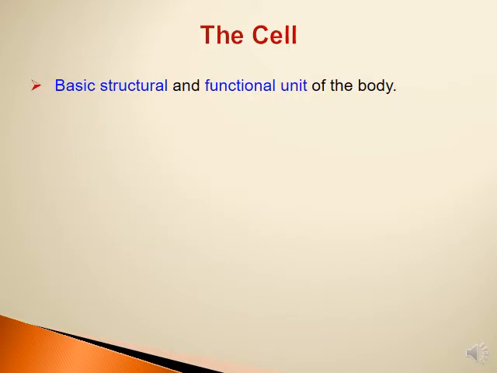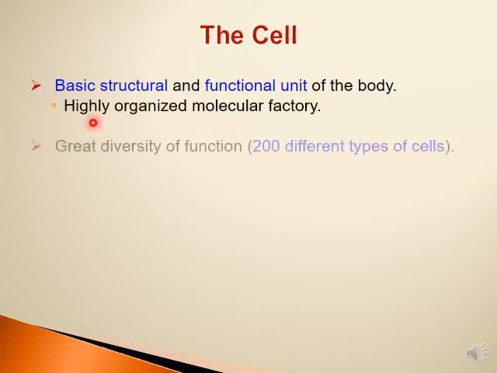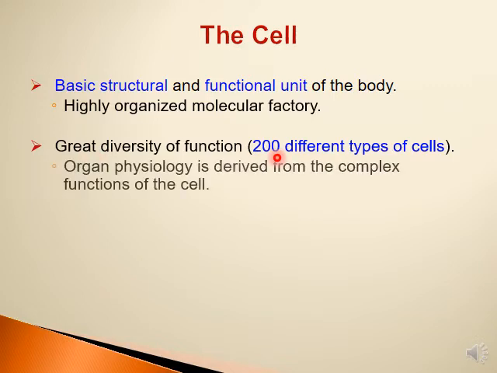Now let's talk about the cell. The cell is the basic structural and functional unit of the human body and all other living multicellular organisms. It is a highly organized molecular factory, and based on their function, we have a great diversity of function, and we have in our body at least 200 different types of cells. And the organ physiology is derived from the complex functions of these 200 different types of cells that are present in our body.